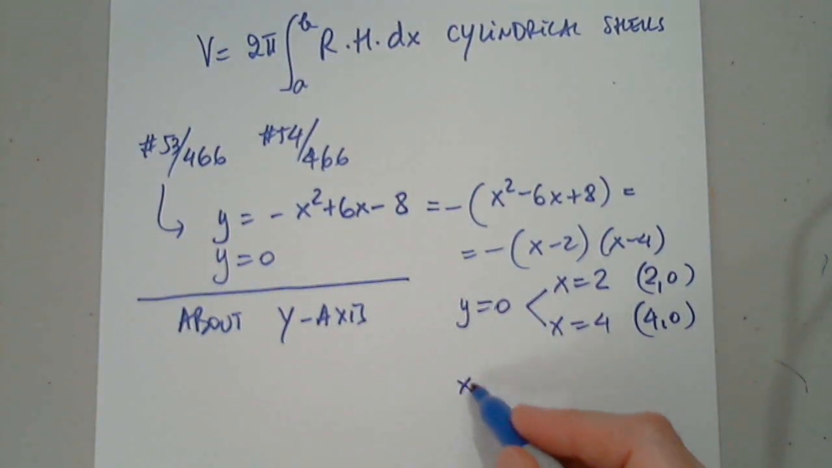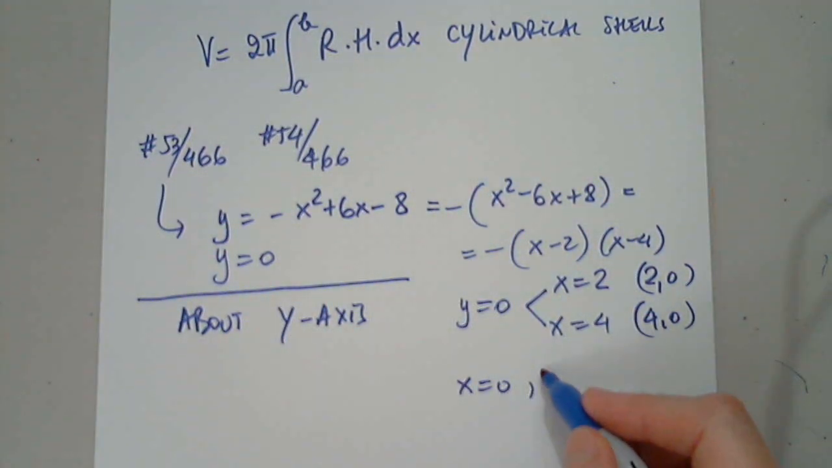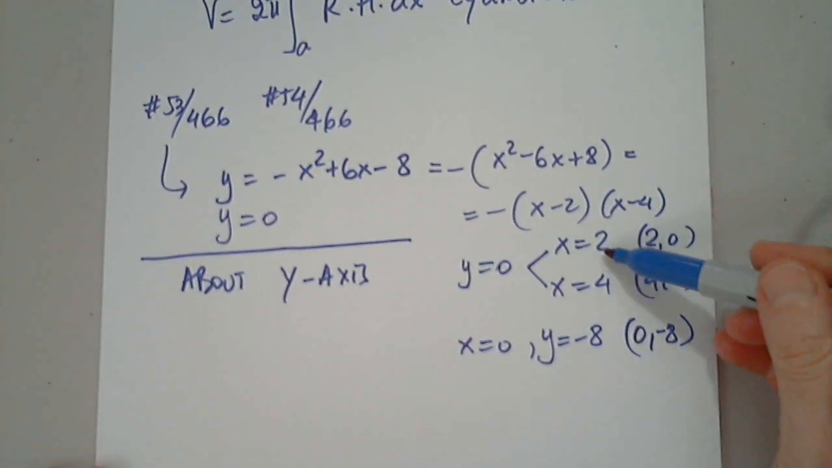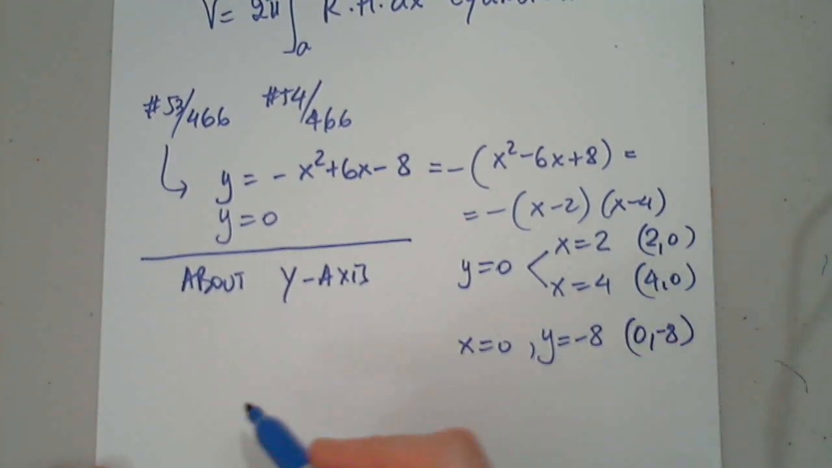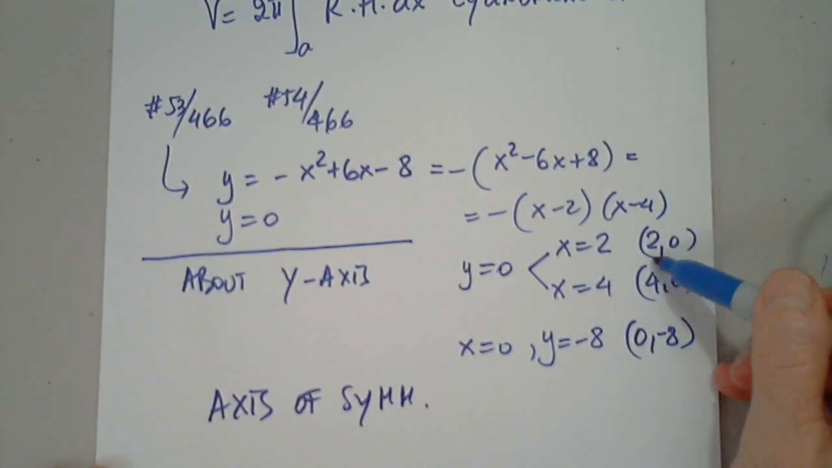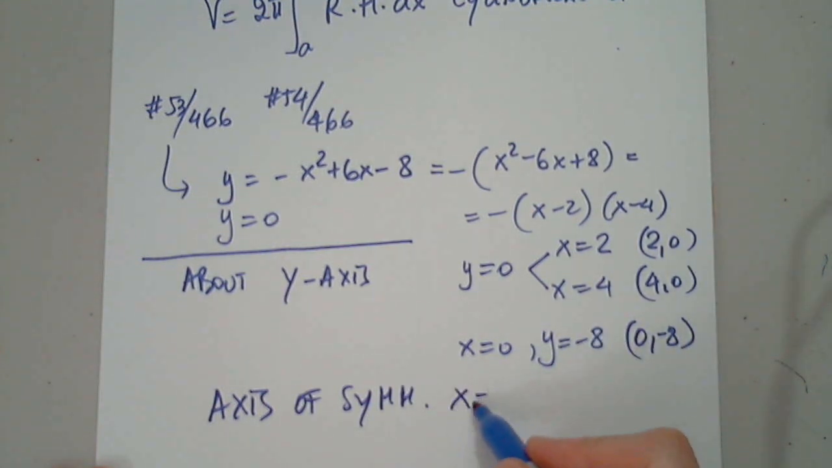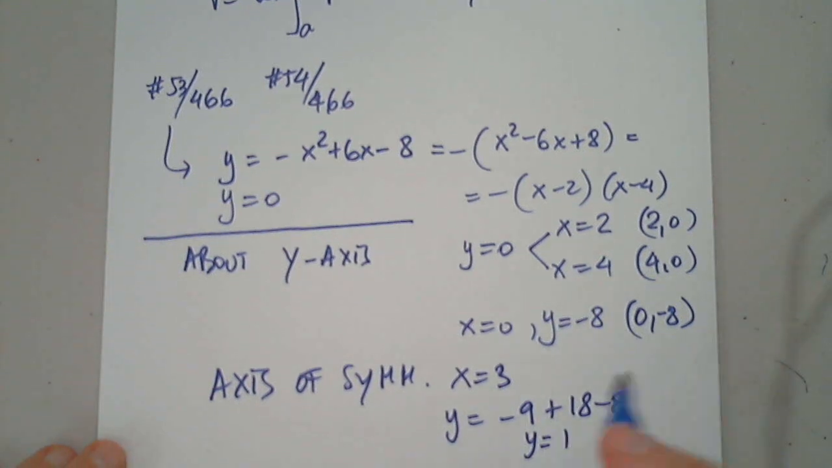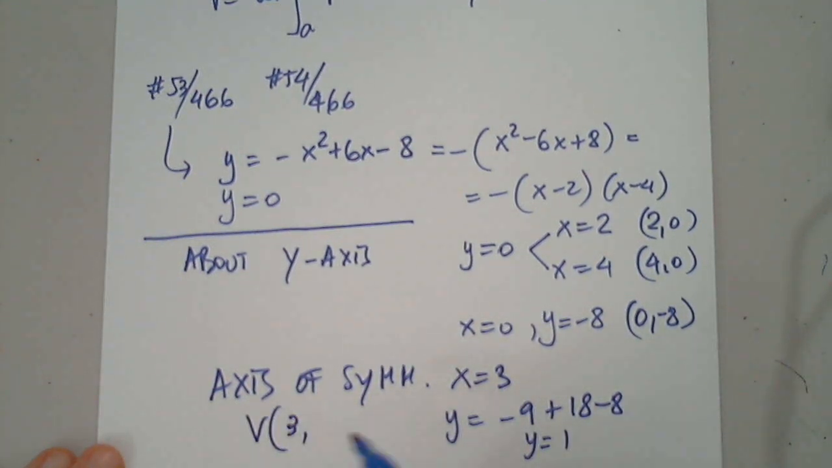Now, when x is 0, y equals negative 8. So (0, -8). Also, if the x-intercepts are 2 and 4, I know that the axis of symmetry must be when x is 3. There is no discussion there. So when I plug in 3, I get -9 plus 18 minus 8. And this is -1, +1, sorry. Good. So then the vertex of the parabola will be (3, 1).